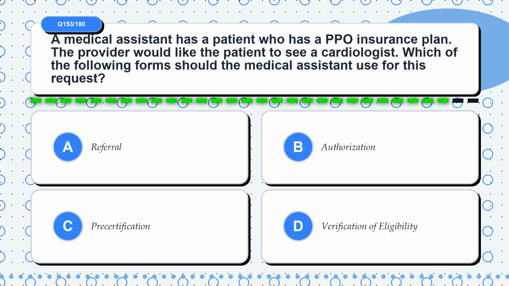Question 53. A medical assistant is treating a patient who has a PPO insurance plan. The provider would like the patient to see a cardiologist. Which of the following forms should the medical assistant use for this request? Here are the options. Option A. Referral. Option B. Authorization. Option C. Pre-certification. Option D. Verification of eligibility.